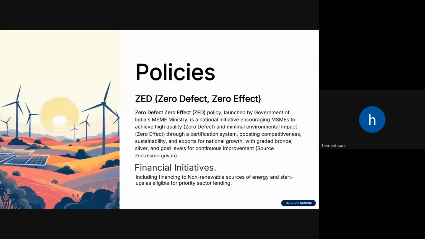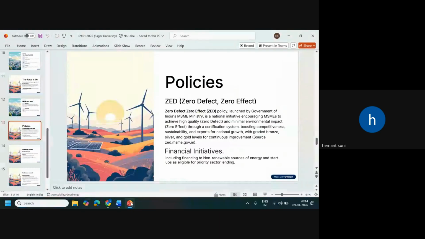Then to encourage the circular economy, some policies have been adopted by Government of India. One of the policies that they have come out with is zero effect and zero defect.